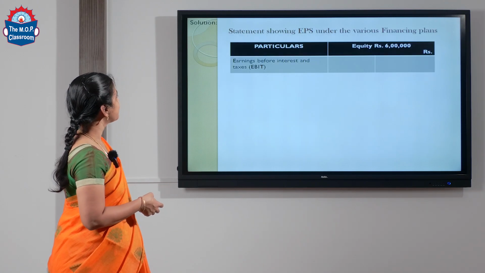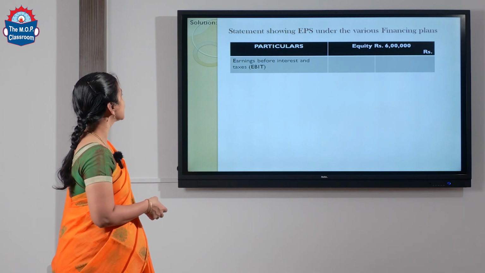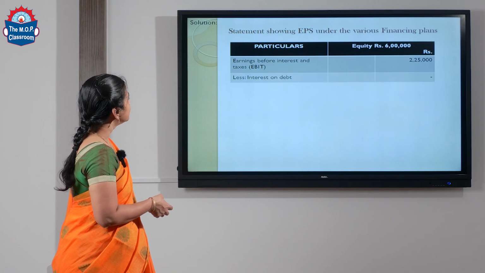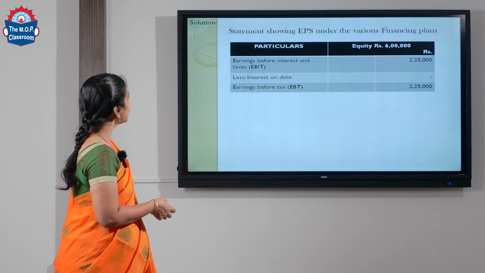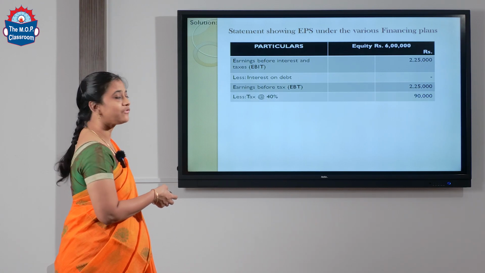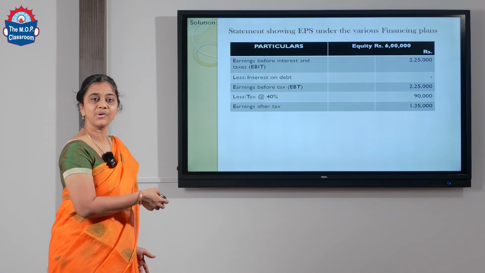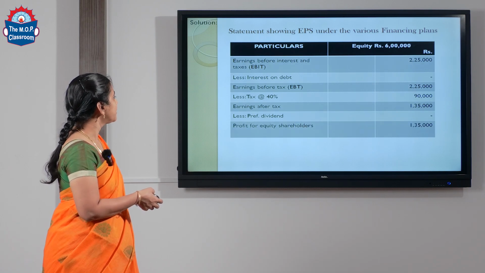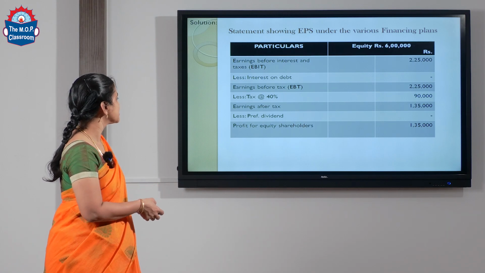So coming to the first plan, it is just to raise equity of rupees 6 lakhs. EBIT is given to be 2,25,000. There is no interest on debt because we have no debentures. Earnings before tax is the same, 2,25,000. We pay tax at the rate of 40% and we get earnings after tax of rupees 1,35,000. There is no preference dividend. So profits available for equity shareholders is 1,35,000.